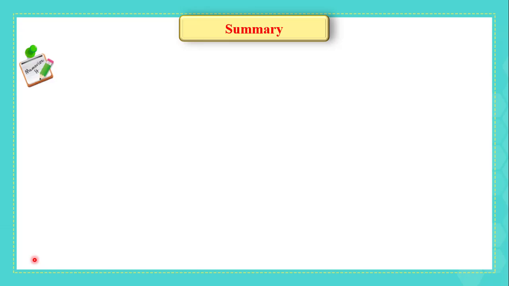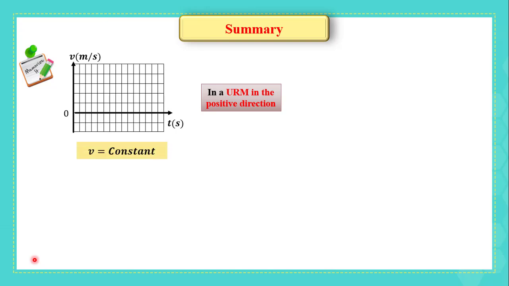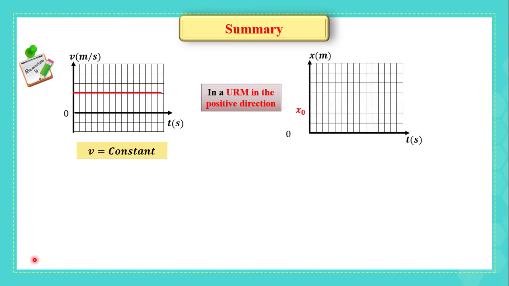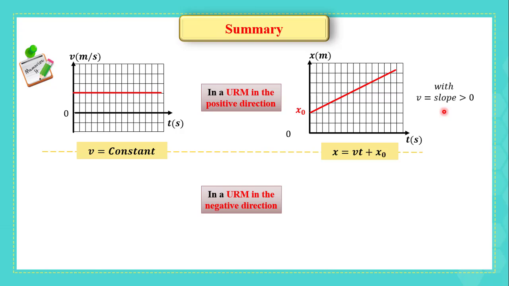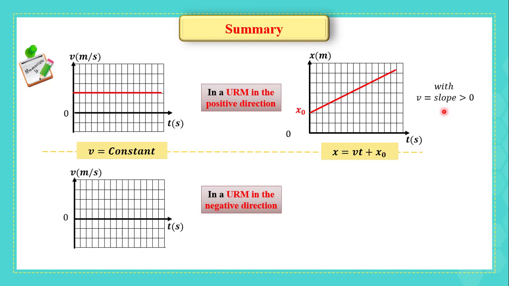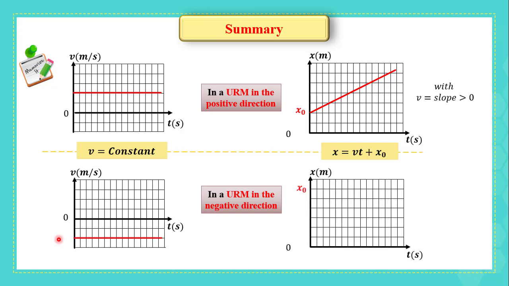In a uniform rectilinear motion in the positive direction, the algebraic value of the speed is constant and positive. Then it is a horizontal straight line situated above the time axis. And the xt curve of equation x equal vt plus x0 is an increasing straight line with positive slope. In a uniform rectilinear motion in the negative direction, the vt curve is a horizontal straight line situated below the time axis, where also v is constant, and the xt curve is a decreasing straight line of negative slope.